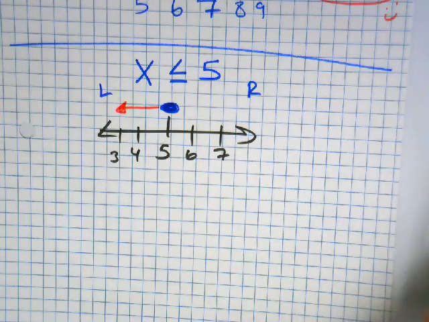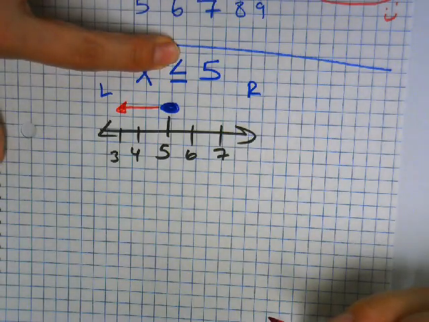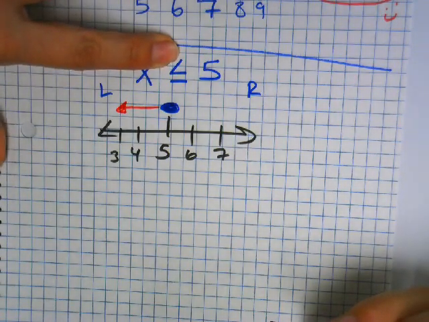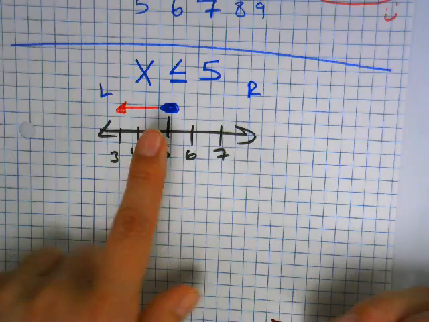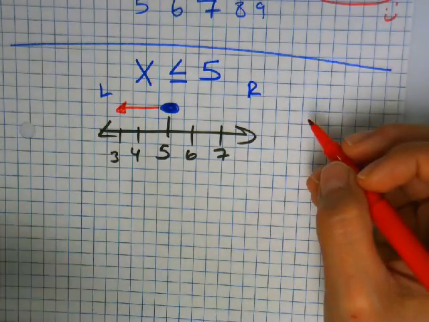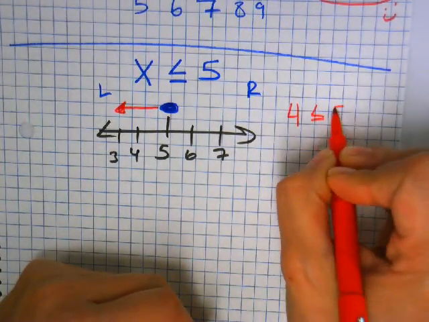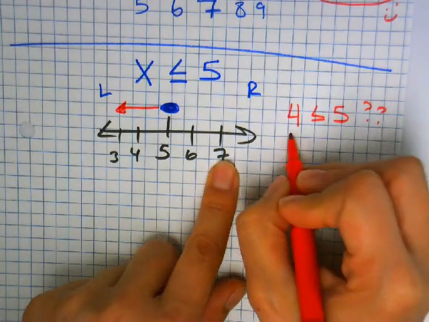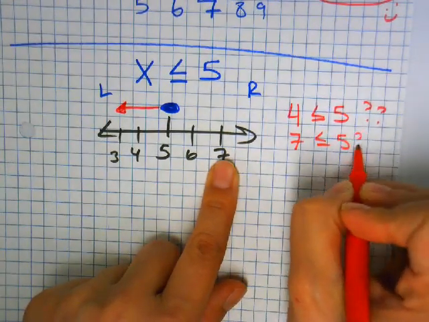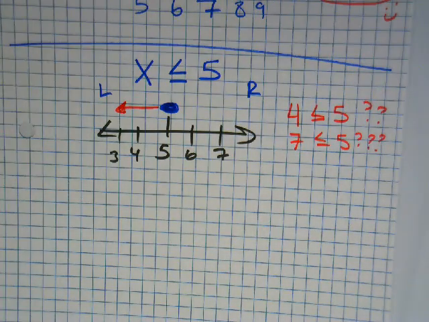If you shade it to the right, I'm looking for numbers that are less than. What does less than mean? Smaller numbers. Which numbers are smaller? The ones on the left. If you get stuck, do this in your head or on paper. Is 4 less than or equal to 5? Or if I use 7, is 7 less than or equal to 5? Which one has the right answers? The 4, so I'm going to shade in the direction of the 4. I'm looking for the smaller numbers.